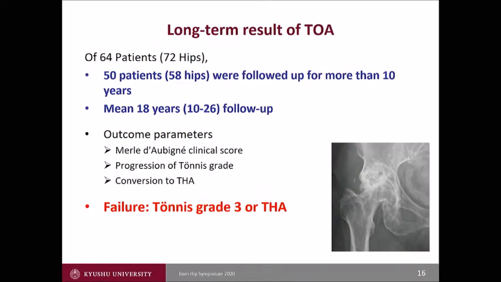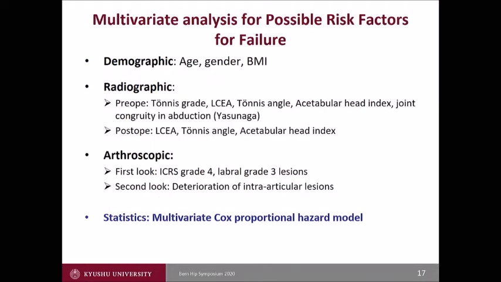Out of the 64 patients, 50 patients, 58 hips, were followed for more than 10 years. Failure was defined as advancement to Tönnis grade 3 or conversion to THA. Multivariate analysis was used to determine possible risk factors for the failure, including demographic, radiographic, and arthroscopic factors.